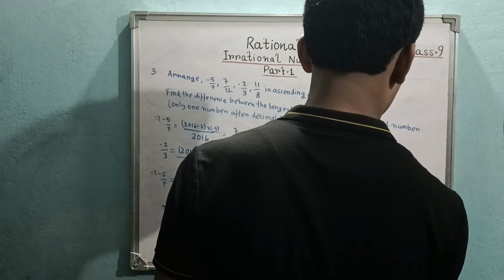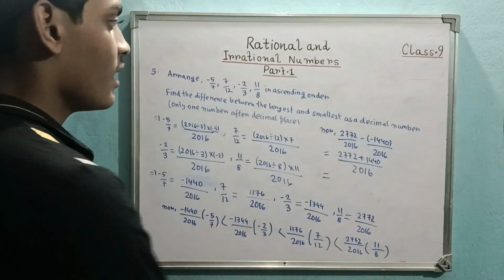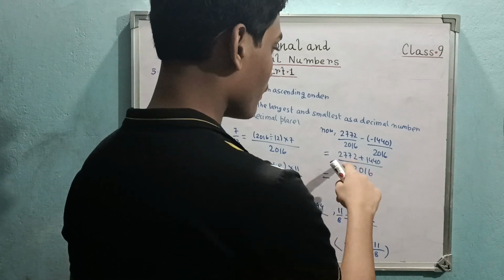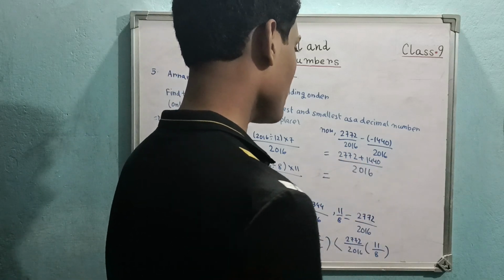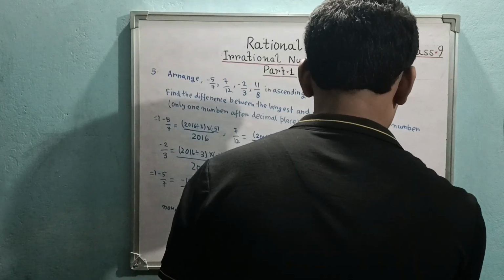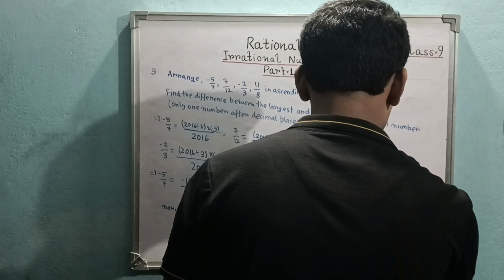If you know the addition of fractions, you will be able to solve this. This is nothing but 2772 plus 1440. It is 4212 by 2016.